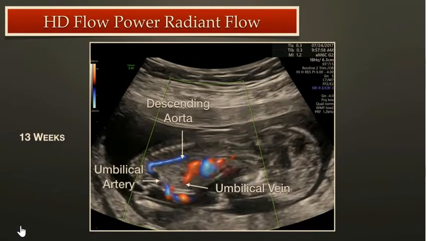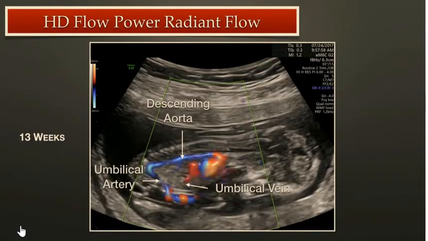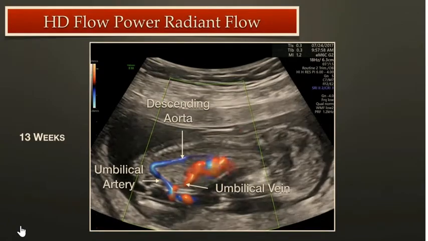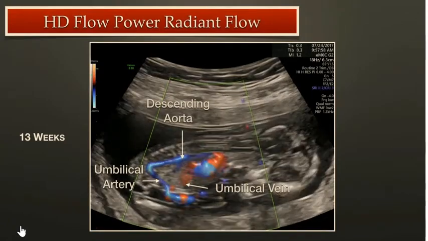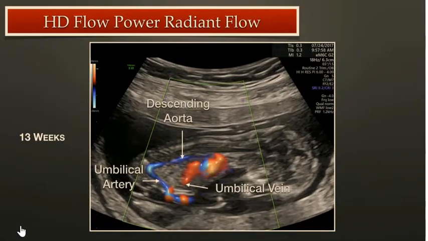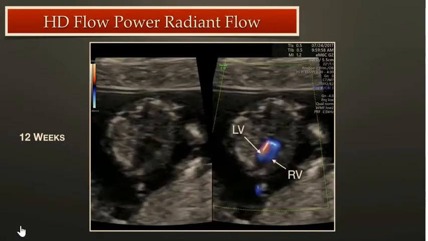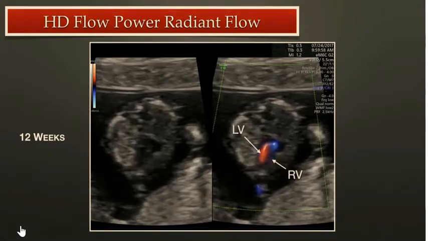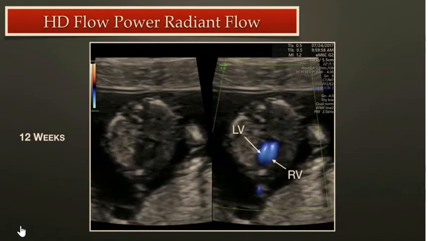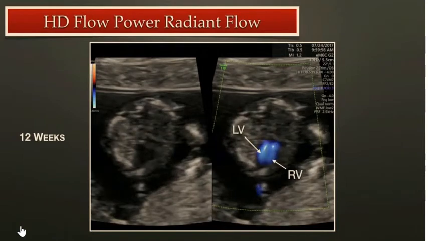This is another example of radiant flow at 13 weeks, identifying the descending aorta, the pelvic origin of the umbilical artery, and the umbilical vein. Radiant flow highlights filling of the ventricular chambers with blood, represented in blue, and blood exiting the left ventricle during systole, represented in red.